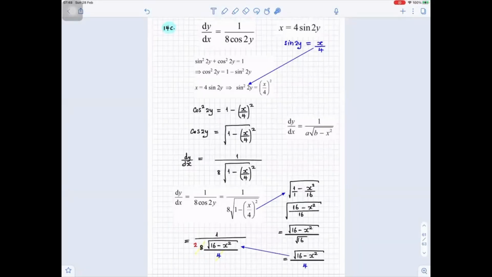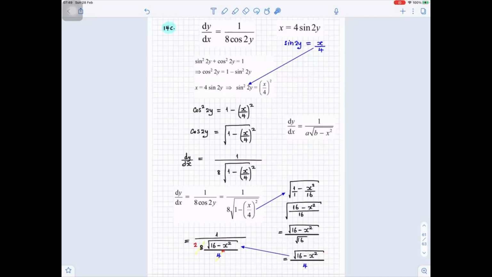From there we want to change it to look like that, dy over dx equals to that. So we know cos 2y is the square root of 1 minus x over 4 squared. And we got dy over dx is 1 over 8 cos 2y. So 1 over 8, and then there's the cos 2y. We can look here to simplify it. 1 minus x squared over 16 becomes 16 minus x squared over 16, which is square root of 16 minus x squared over square root of 16, and becomes square root of 16 minus x squared over 4.